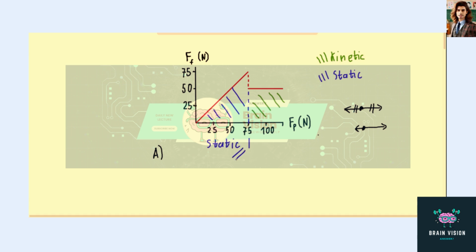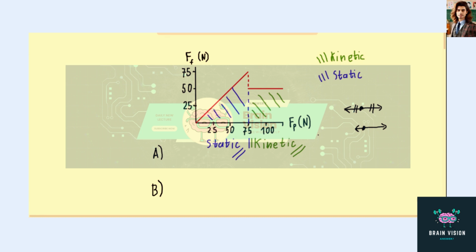That is the first answer. And the second one is that from 75 until infinity, we have kinetic friction. Great. Now let's move on to part B. In part B, we want to find the actual coefficients of friction, both the static and kinetic one.